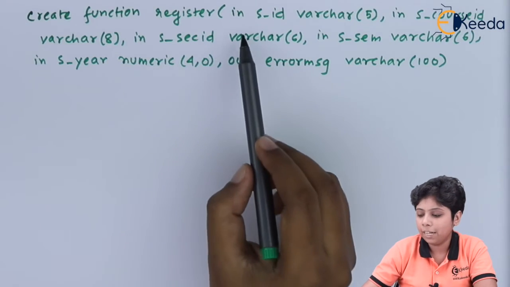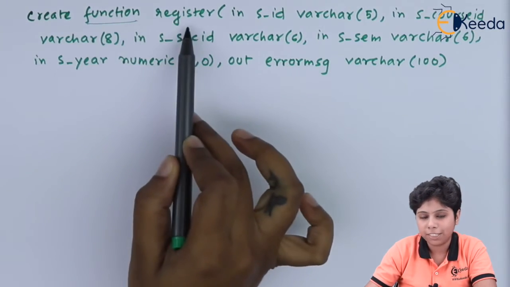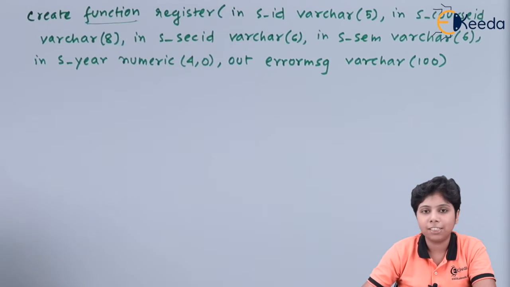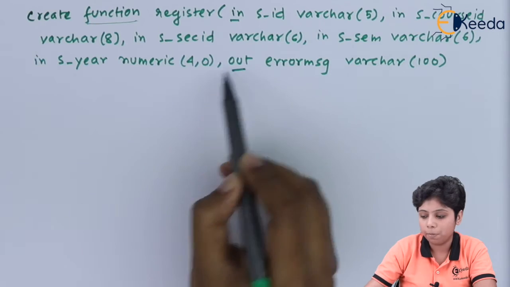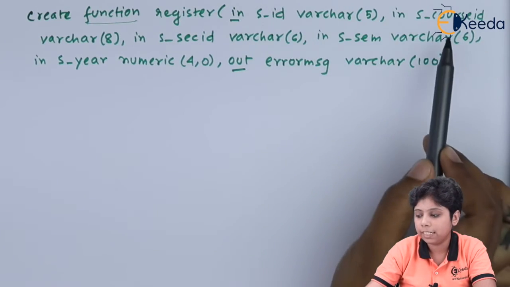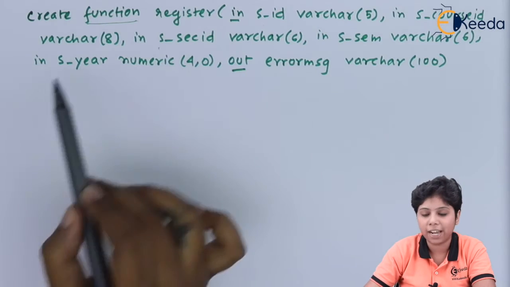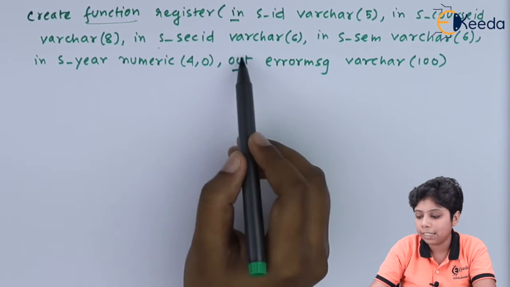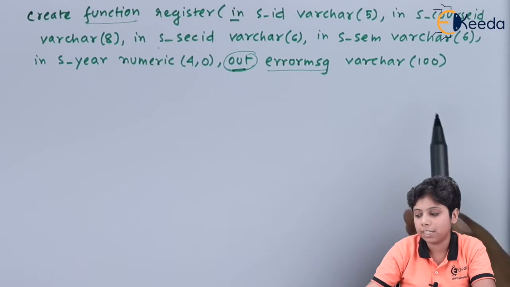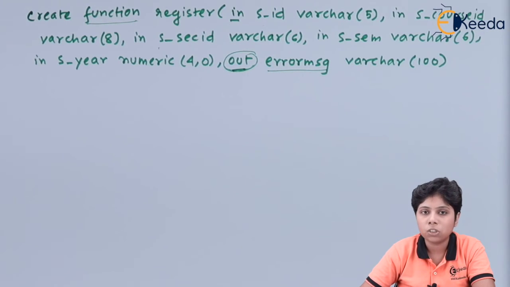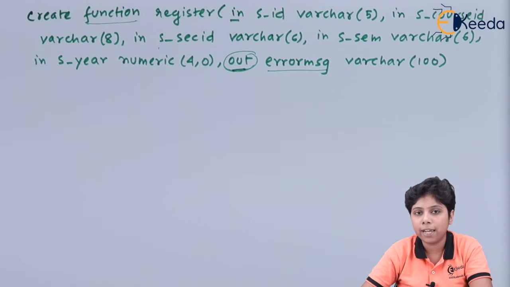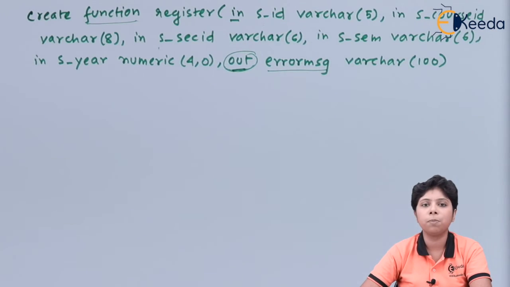See here that I have declared a function register. The function can also use in and out variables. So I am inputting the SID, course ID, section ID, semester and year of the particular student, and in the out I am declaring an error message that is a varchar(100). So it is not really returning, it is just displaying that error message. That is why I am not using any return keyword here. Rather I can use the in and out of the procedural construct. So the function can also use in and out just like a procedure.